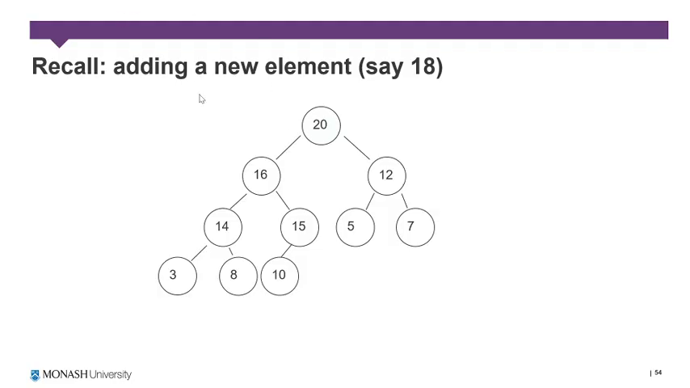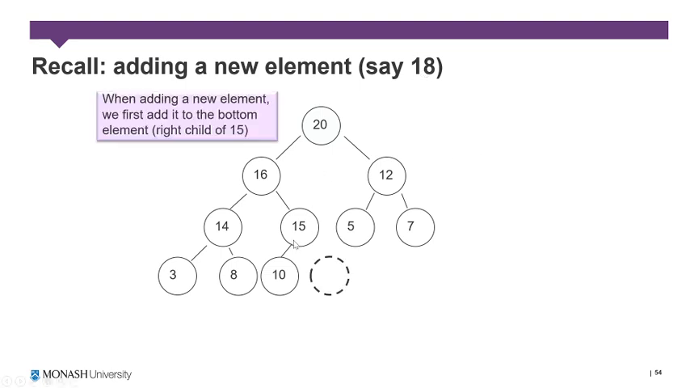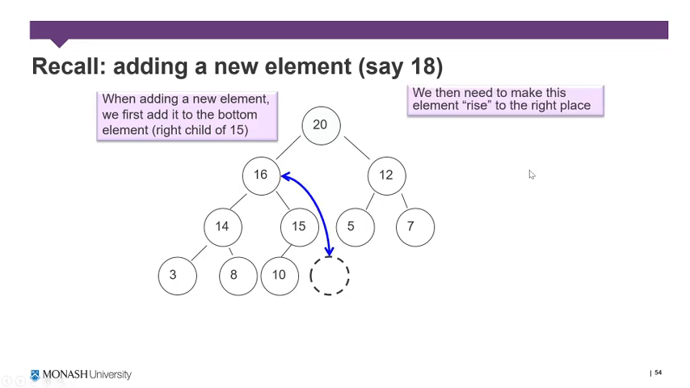Now if we recall, when we're adding a new element, say 18, what we first need to do is add it at the bottom here so that, again, it's complete. So in this example, we're going to have to add it to the right child of 15. And then we're going to have to rise it up into its correct position. To rise, we need to compare with the parent, if any.